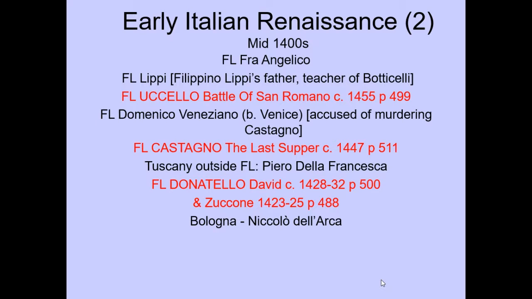As always, the names that pop out in red on that first slide are the ones to really pay special attention to. We're looking for Paolo Uccello's Battle of San Romano, Andrea del Castagno's Last Supper, and the sculptor Donatello's two pieces by him, the David and the Prophet Zuccone.